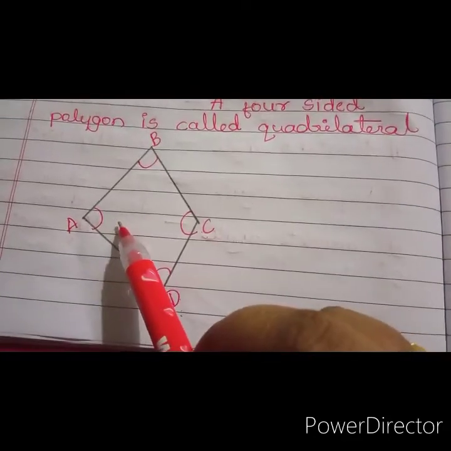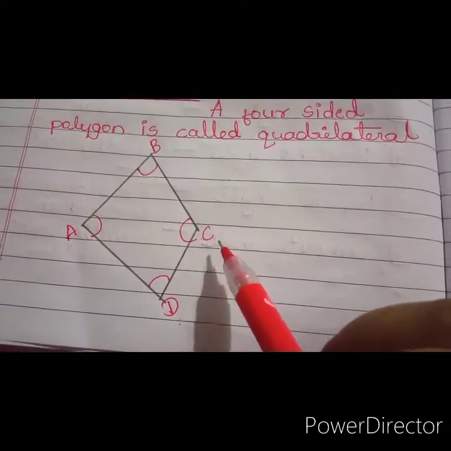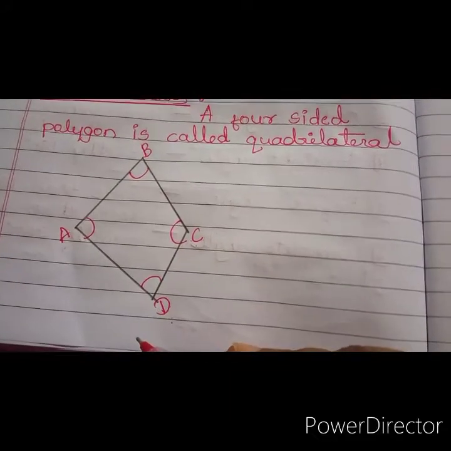But two opposite angles and two opposite sides are there. So this is very important.